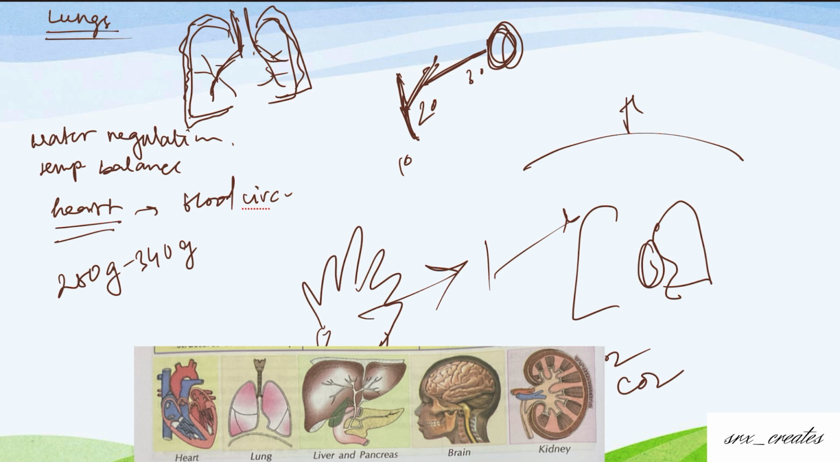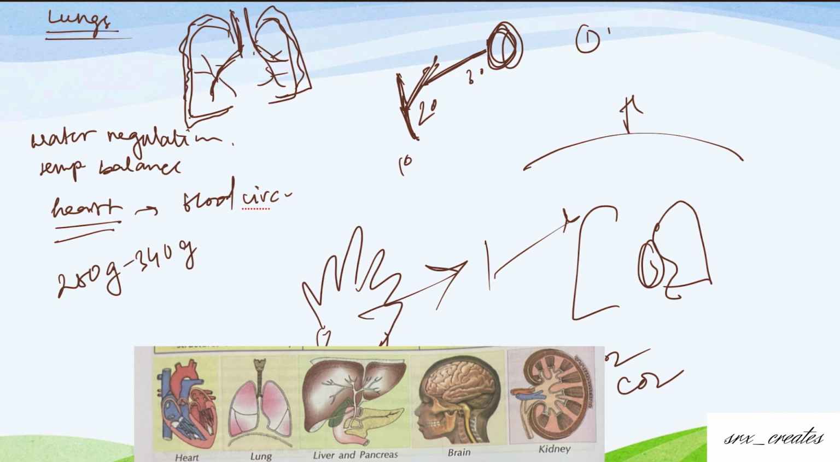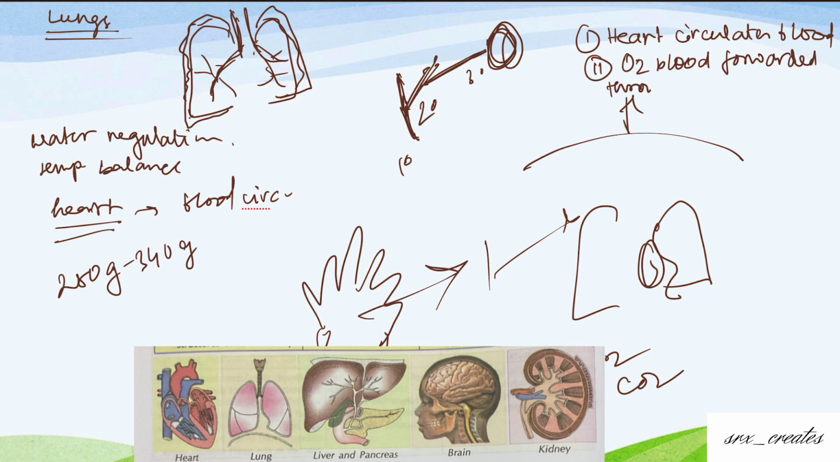Okay, I'm writing this portion. First, heart circulates blood. Second, O2 blood or oxygenated blood forwarded through arteries in body.